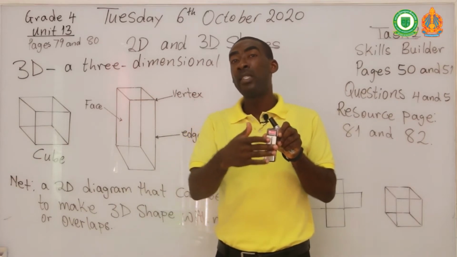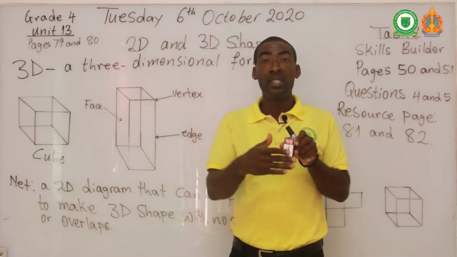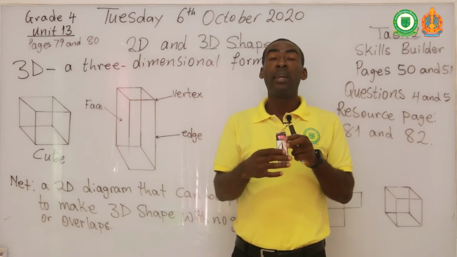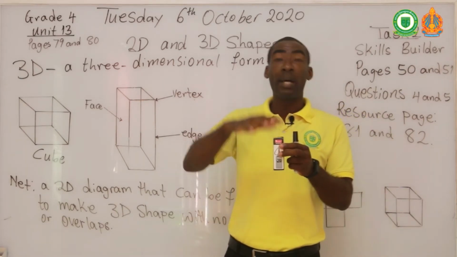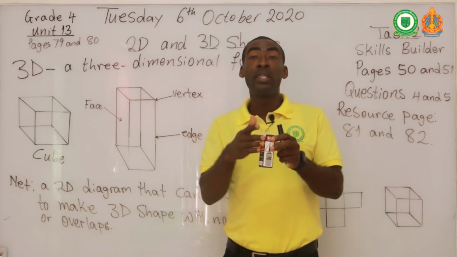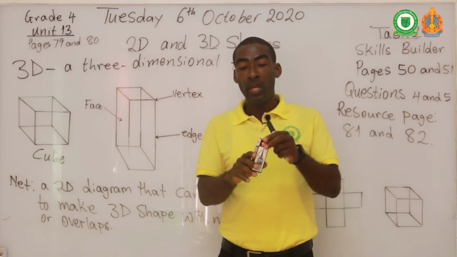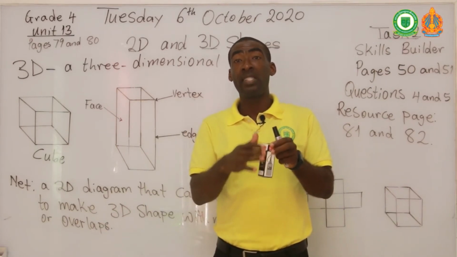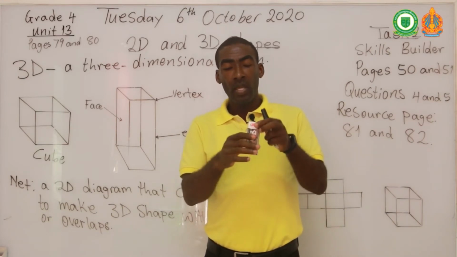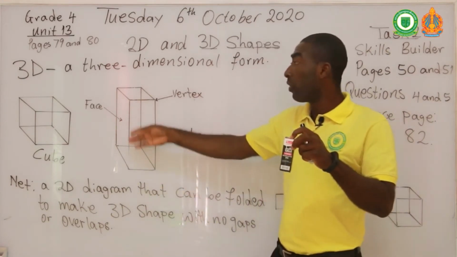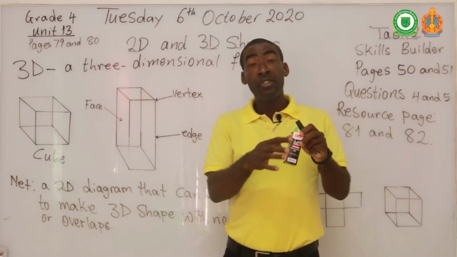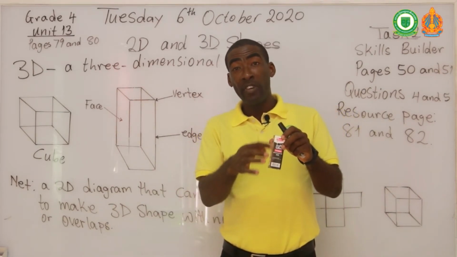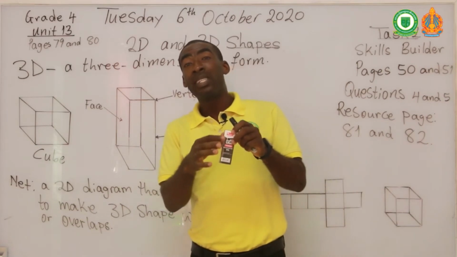Okay, so the face is the flat surface that could either point to you, or point up here, or point sideways. The flat surface that you can feel is the face of your 3D shape, and then this straight line that you find here becomes the edge.